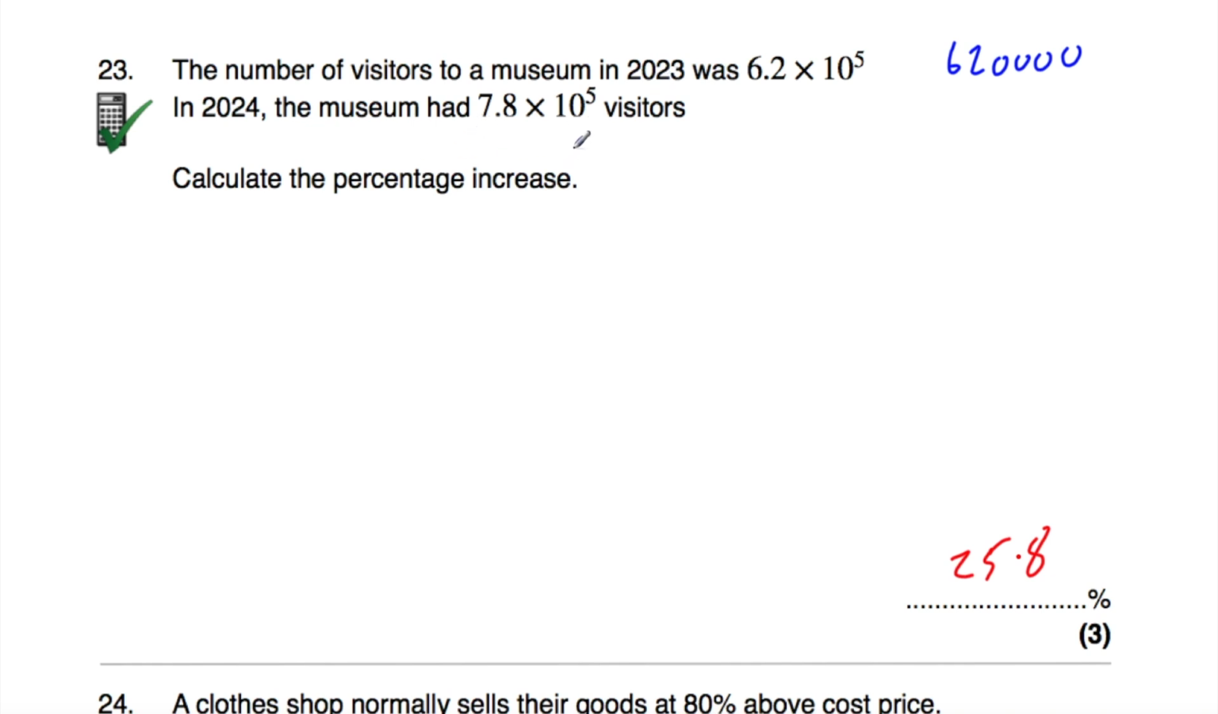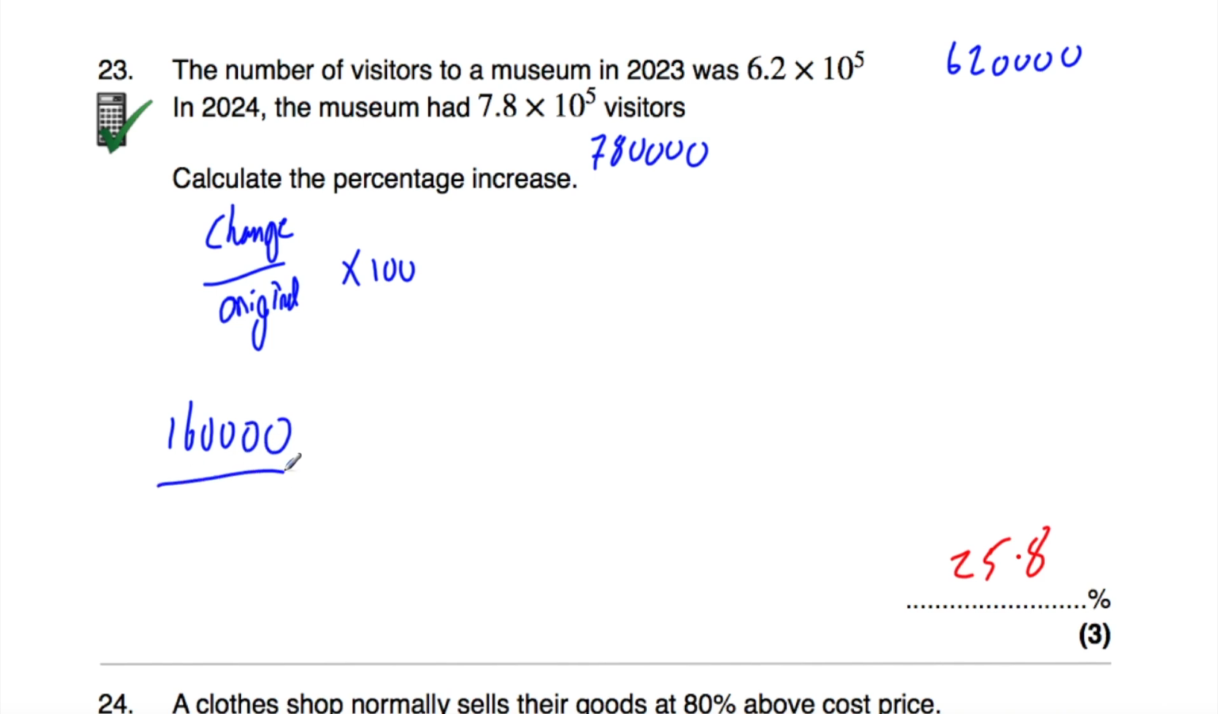It had 7.8 times 10 to the power 5 visitors. So those digits are going to move 5 columns to the left as well. So if that was 620,000, this would be 780,000 visitors in 2024. And now you can just do the question as normal. So you can do the change divided by the original times 100. The change is what it changes by, and if you subtract those values, you'll get 160,000, divided by the original, which was 620,000, and then times 100. And then if you work that out, you're going to get 25.806, and so on. And then that would mean that the percentage increase would be 25.8 to one decimal place, and that's it.